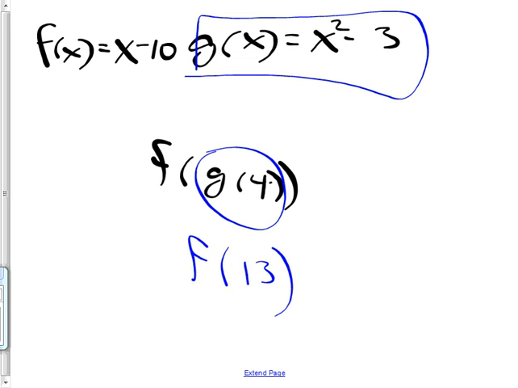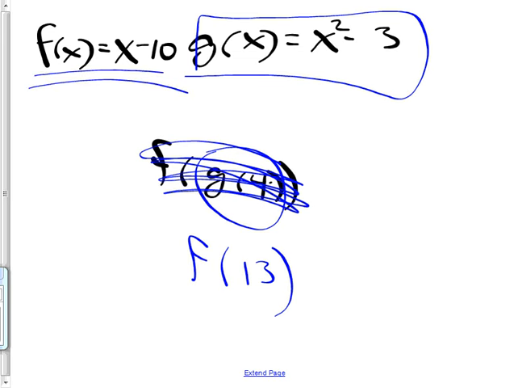You get what I just did there? Okay. And now it's just a separate question. Just ignore this. We've figured out a new problem. It's f of 13. So then I use the f function, which is this guy. Stick in 13. So it'd be 13 minus 10. It'd be 3. So you kind of do it in layers. You start on the inside, get that done. Then go to the outside function and get that done.